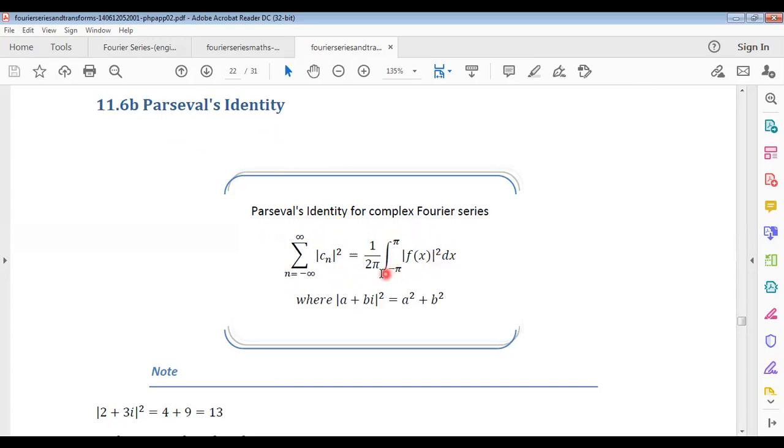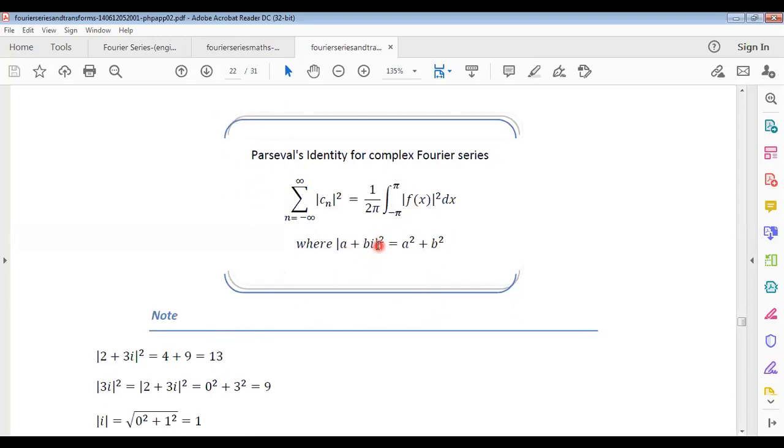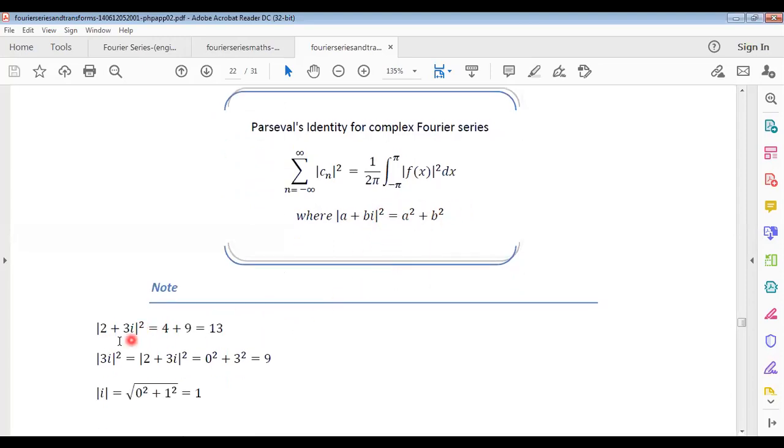This is called Parseval's identity, where for a complex number a plus ib, the absolute value whole square is a square plus b square. This is actually the modulus. You must know the absolute value of a complex number is the square root of a square plus b square. Similarly, for the complex number 2 plus thrice i, the absolute value whole square can be written as real part whole square plus imaginary part whole square, that means 13.